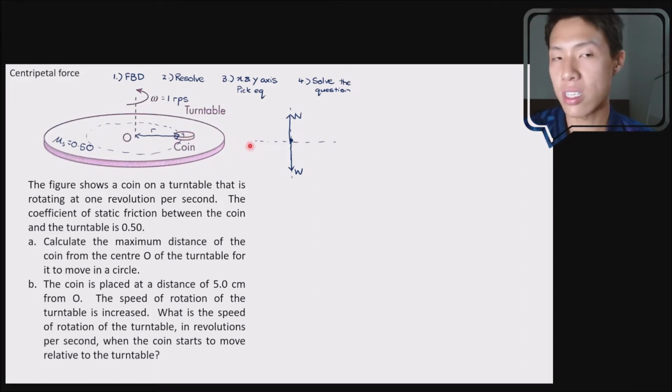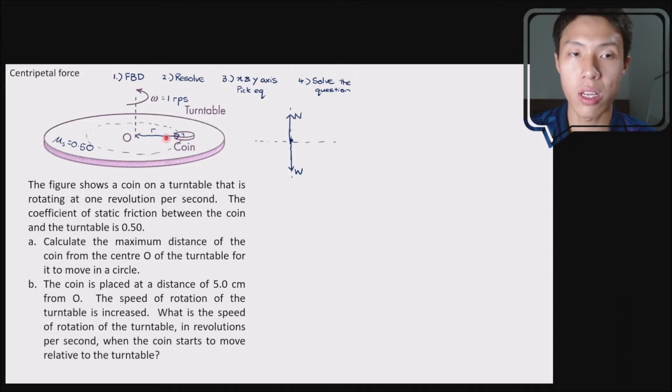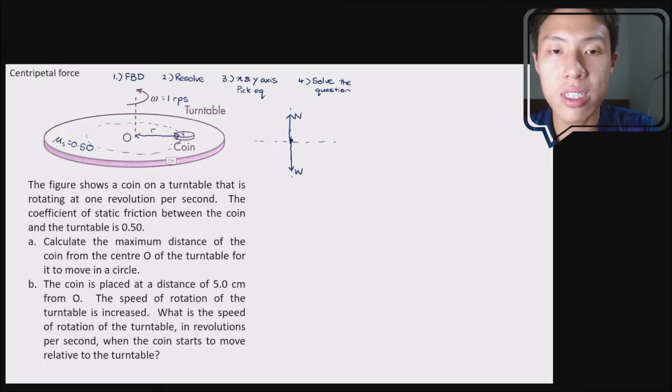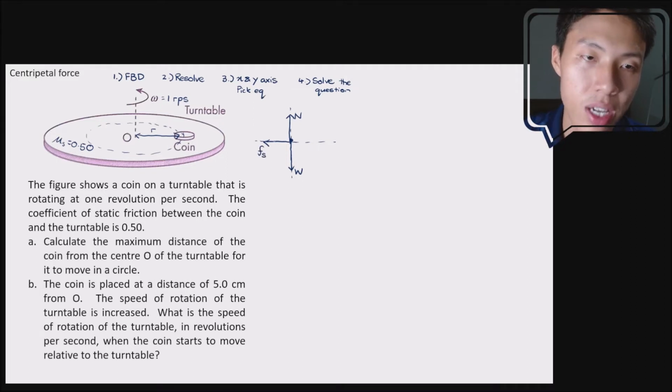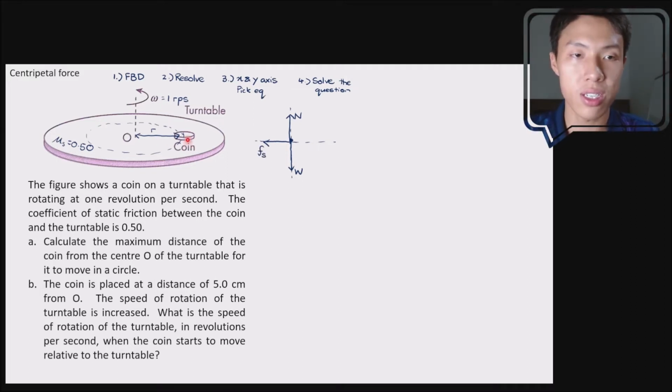But we know that this is a circular motion. For circular motion, we need a net force pointing towards the center of the circular motion. There are no other forces left, only static friction. So this static friction will have to be pointing towards the center of the circle in order to have a net force pointing towards the center of the circular path. So that static friction will have to be pointing towards the left.